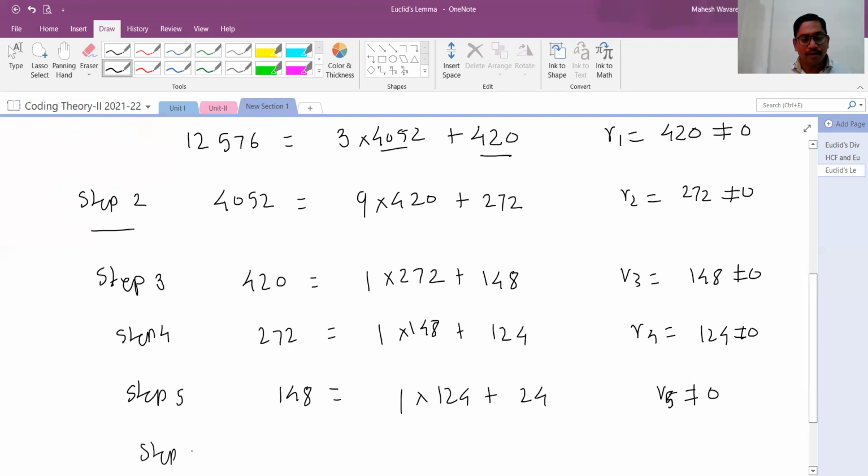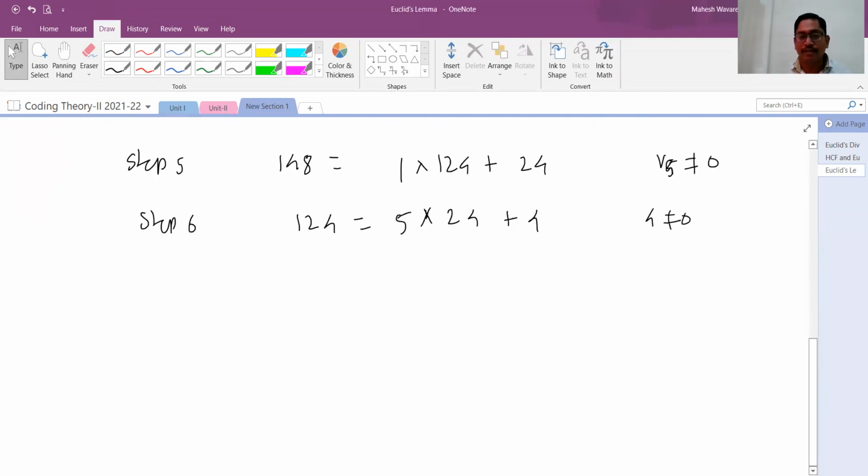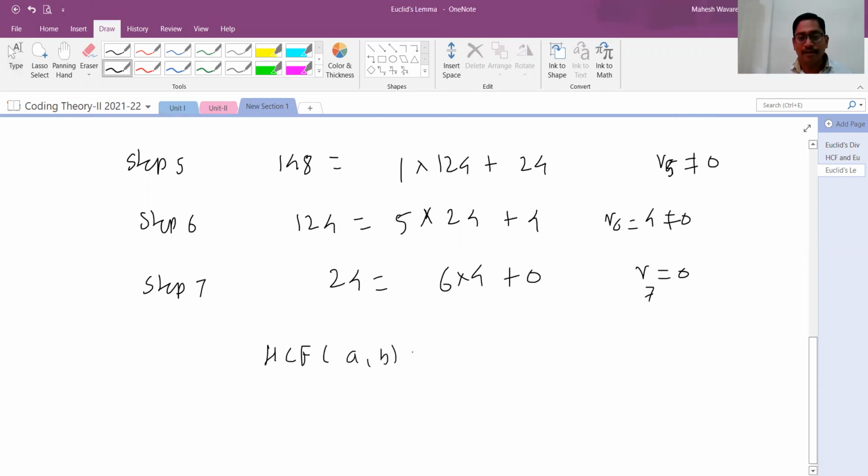So continue the steps till you get remainder 0, and I will tell you who is the highest common factor. So 124 is divided by 24. 24 occurs 5 times in 124 and leaves remainder 4. So 4 is not equal to 0. This is the sixth remainder. Now I think the next step will be the last step. In this step, we will get remainder 0. 24 divided by 4 occurs 6 times and leaves remainder 0. So the remainder is 0 in this step, and the highest common factor of the two numbers a and b is 4.